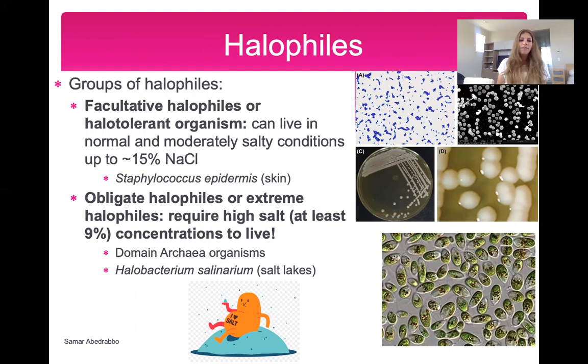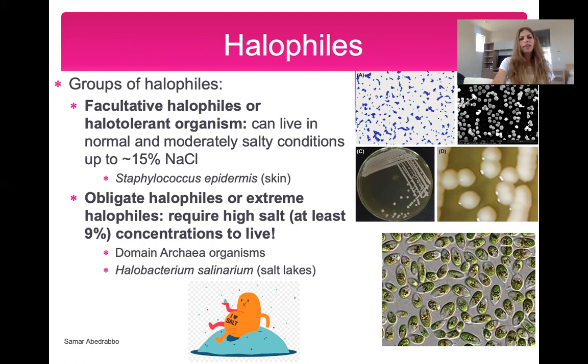And examples of obligate halophiles are organisms of the domain Archaea. Remember, Archaea are not bacteria. Bacteria and archaea are both prokaryotes. They're both microbes. Archaea are just organisms that live in extreme environments typically. So there's a lot of archaea organisms that are obligate halophiles. They only grow in super salty lakes or brine. And then an example of a bacterium that is an obligate halophile is Halobacterium salinarium. It grows typically in salt lakes.